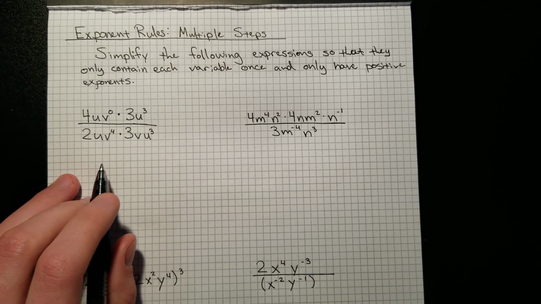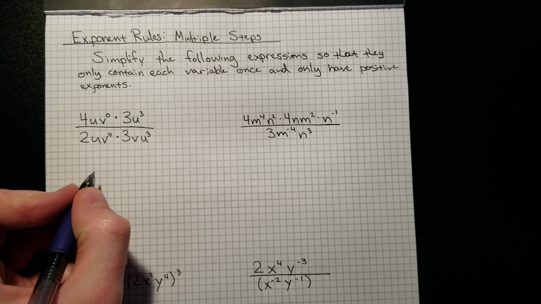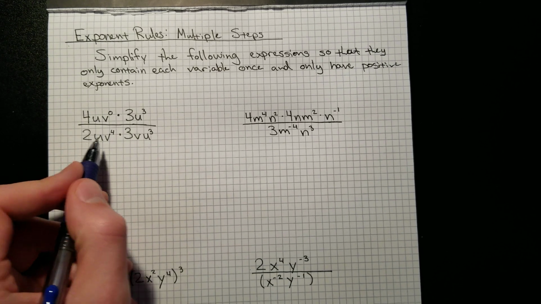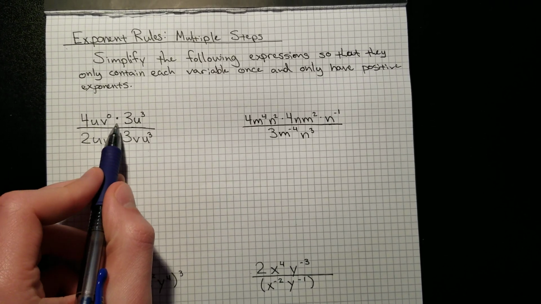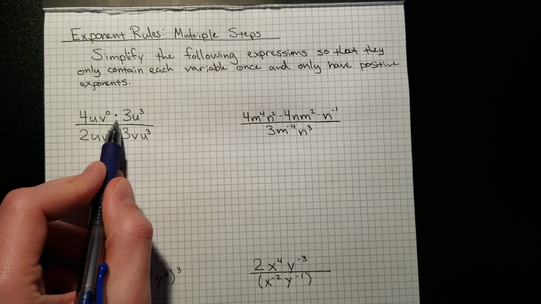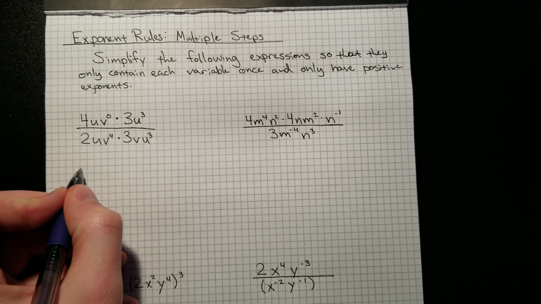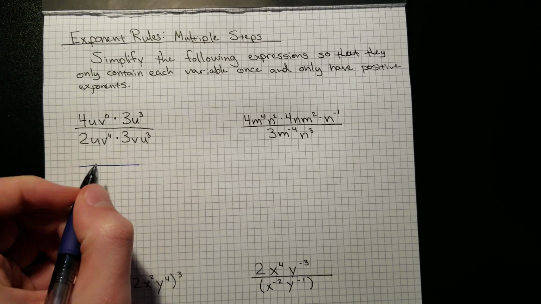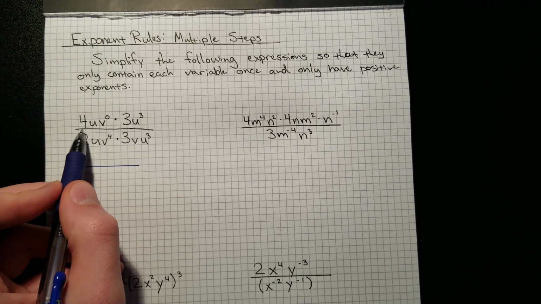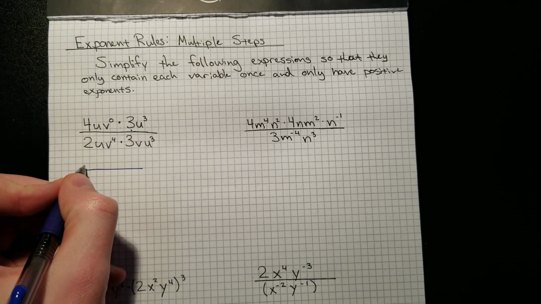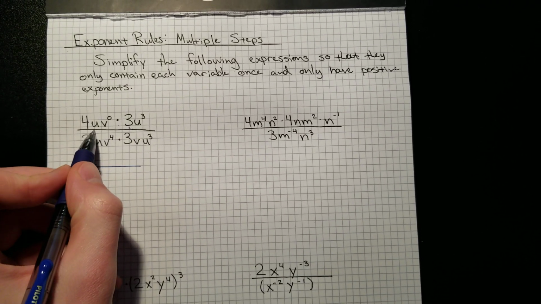So for this first one over here, we're going to start off by combining all the exponents on the top and all the exponents on the bottom. You may notice we have a multiplication rule going on and a division rule because we have both multiplication and division in this one. So for this first step, I'm going to compress the top, right? We're going to start with the whole numbers, 4 times 3, that is 12.